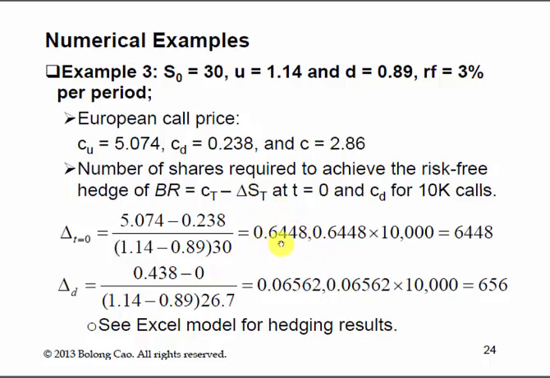Think about 10,000 shares in the underlying. Then that's 6,448 shares. So basically, at time 0, if I want to achieve a risk-free portfolio, if I have 10,000 calls, then I need to short 6,448 shares of the underlying.